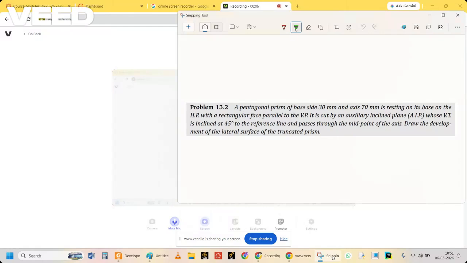Today we will see the development of surfaces. First exercise in our video tutorial, Unit 4, Development of Surfaces.